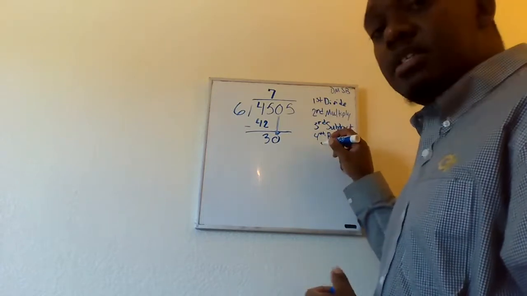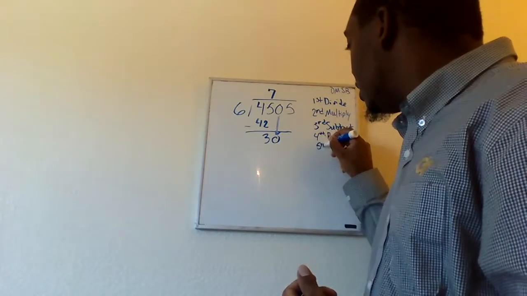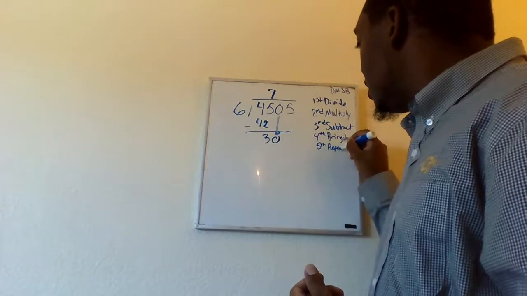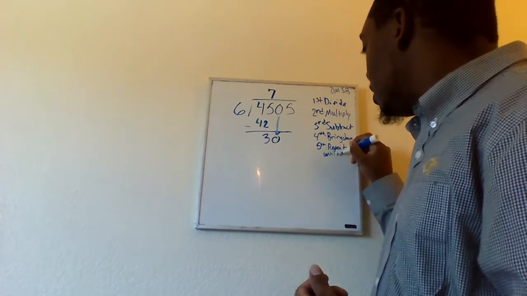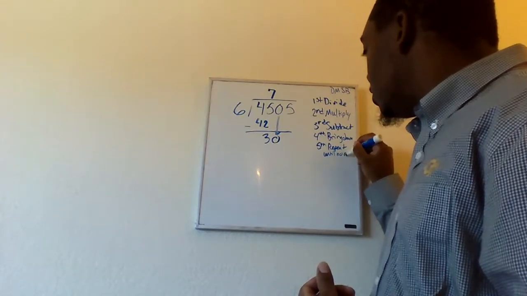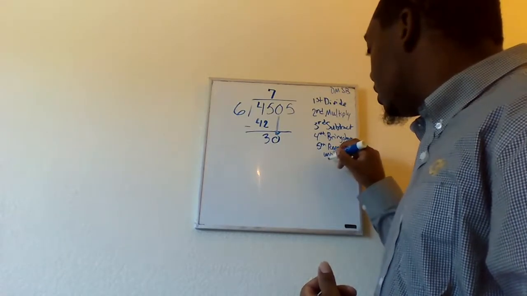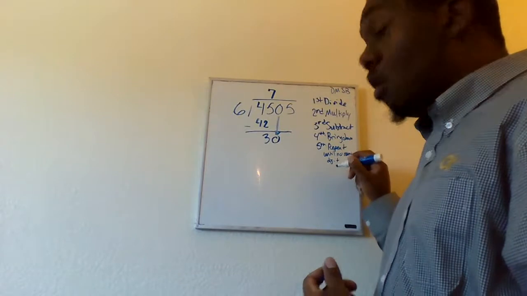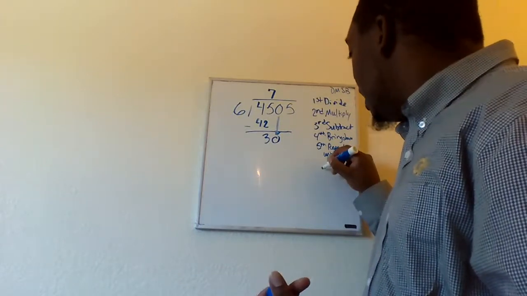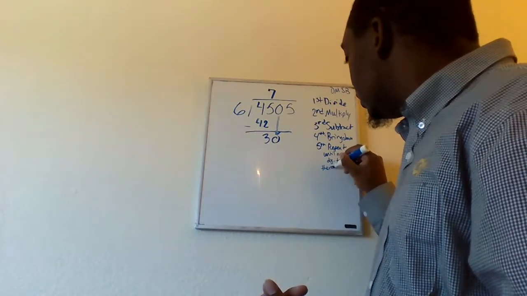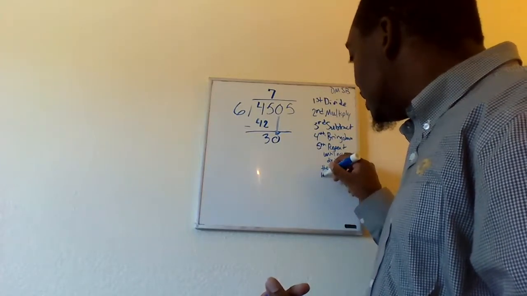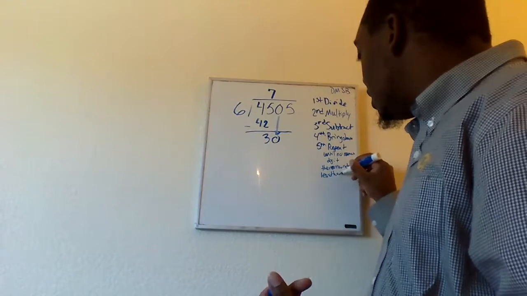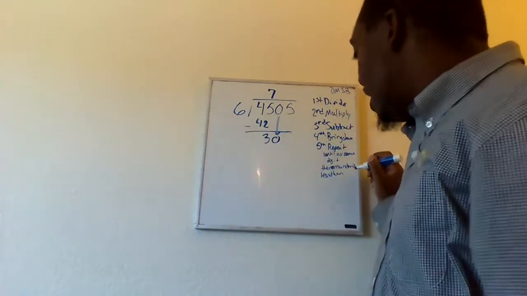And then the fifth step is to repeat until there's nothing left, so until there's no remaining digit or the remainder is less than the divisor, the number we're dividing by.